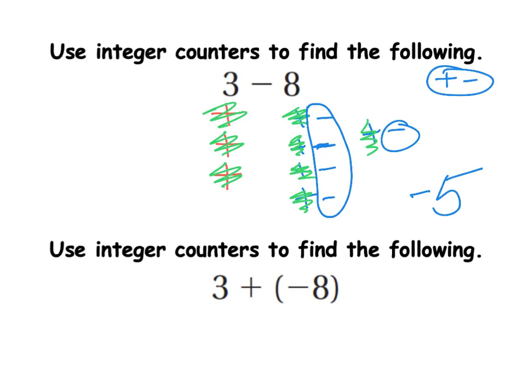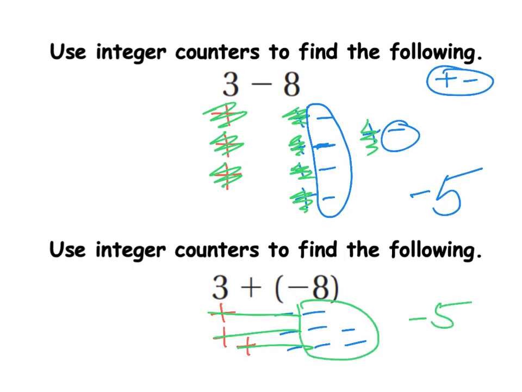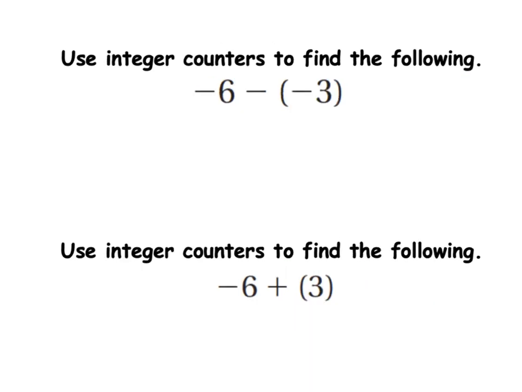If we did it this way, 3 plus a negative 8, 1, 2, 3, 4, 5, 6, 7, 8, and I cross these off, 1, 2, 3, that would leave me with, again, negative 5. So again, notice that this subtraction problem is the same as this addition problem. Let's do it one more time.